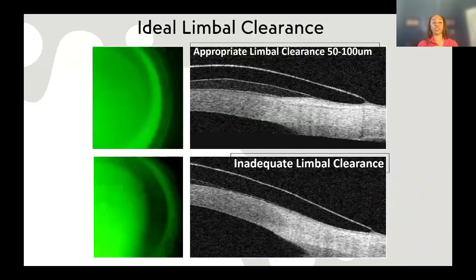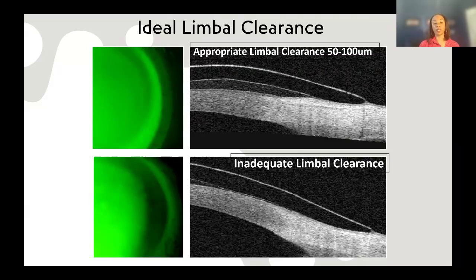Once we've established central clearance, we definitely need to look at limbal clearance. That's important for patients, especially those that have a corneal transplant. We want to protect those limbal stem cells. The appropriate amount of limbal clearance is anywhere from 50 to 100 microns, which is what you see in this top picture. And in the bottom picture, we see limbal bearing, which is going to be very problematic as the patient continues to wear this lens. They will end up with neovascularization at some point.